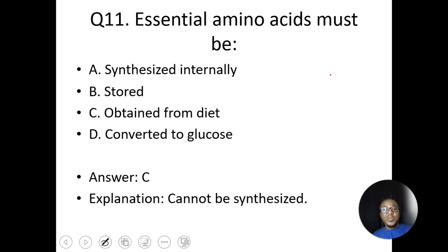Essential amino acid must be dash. This is a classification based on essentiality, either they are essential or non-essential, and they are classified based on whether our body can produce them. If our body can produce them, we say they are non-essential, because the body can actually synthesize them. But if they are essential, it means our body cannot produce them, so we need them in our diet. So we look at the words: can be synthesized, can be taken from diet. So the right answer to that question is C.